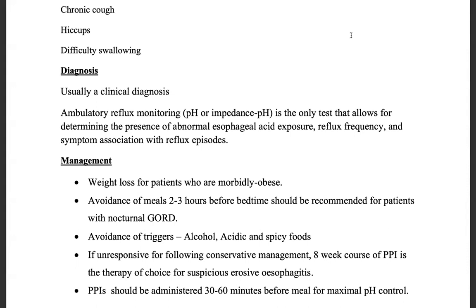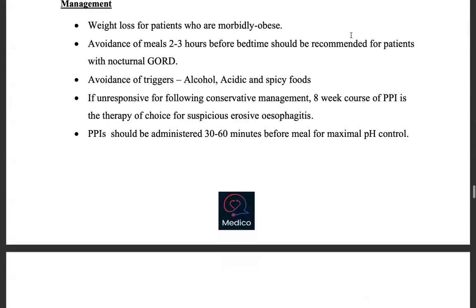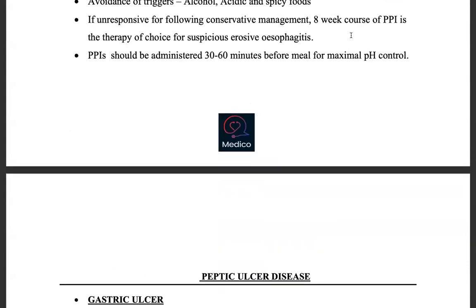But remember, proton pump inhibitor should be administered 30 to 60 minutes before meal for a maximum pH control. Okay, so that's all for GORD.